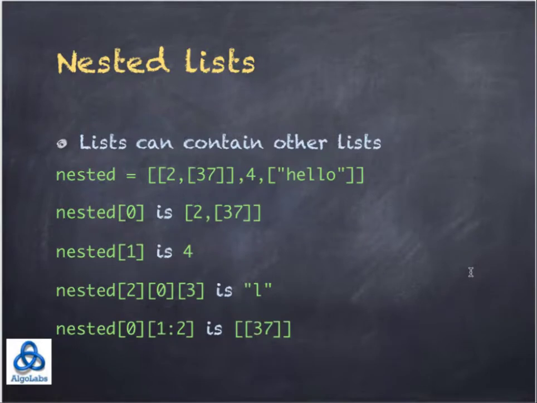We can also do slices like this. For instance, we take the first list, we get the 0th element. Then we take the slice from position 1, that is the list containing 37, up to the list containing 37 because it's 1 to 1. And so we get the list containing 37.